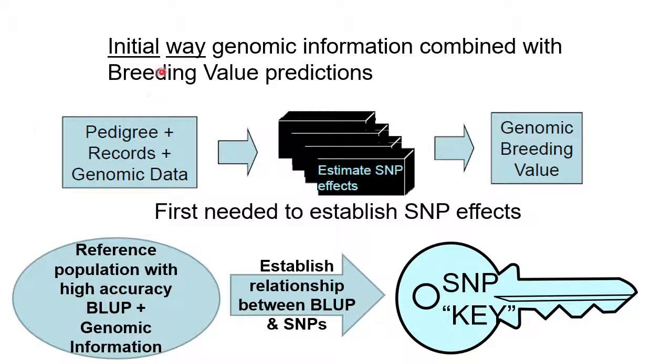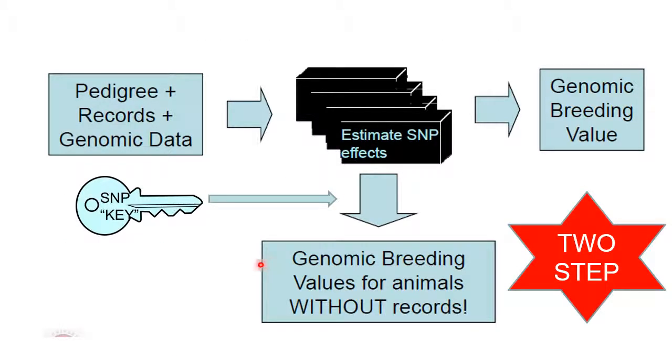And like I said, this is the initial way genomic information was combined with breeding value predictions. So where we only had pedigrees and records, or phenotypic records, we now add genomic data. There's also an estimate of the SNP effects, and that gives us a genomic breeding value. So you first need a fairly large reference population. You establish that relationship between the BLUP breeding values and the SNP effects, and that gives you a SNP key.